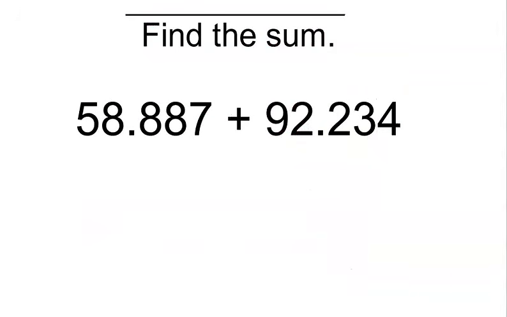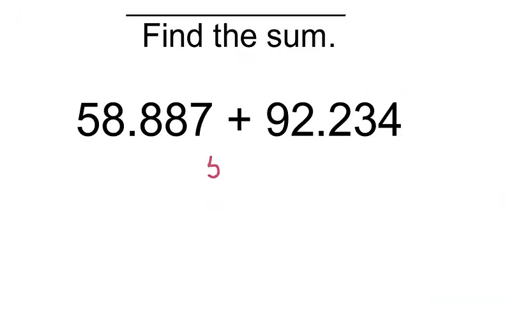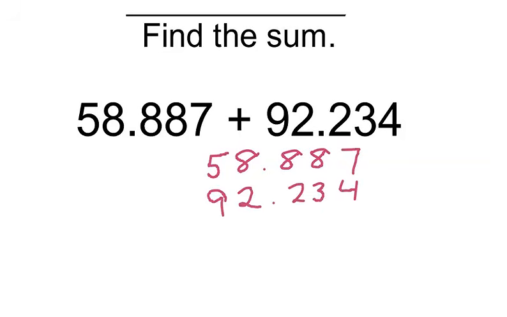Okay, we have to find the sum of two numbers that have decimals. And so what do we have to do with the decimals? Yep, we have to line them up. So we have 58.887 and we have 92.234. Let's add them up.